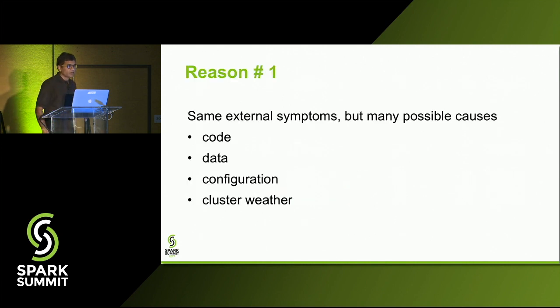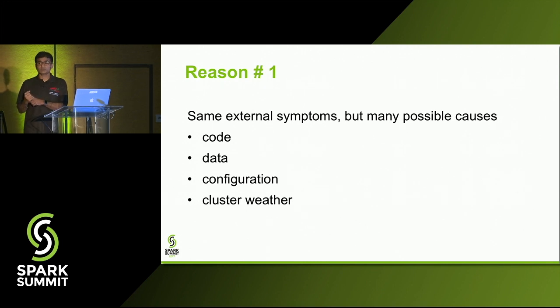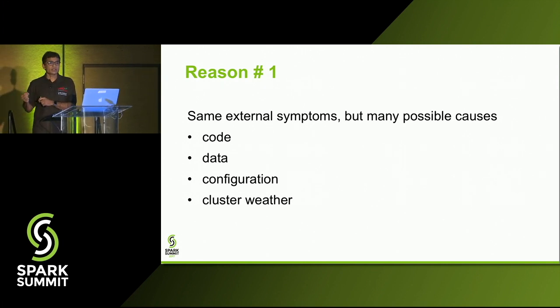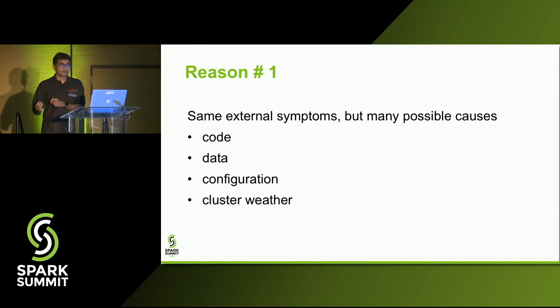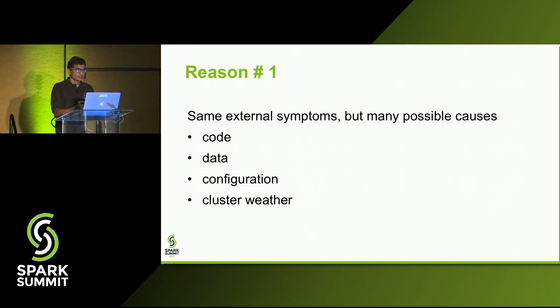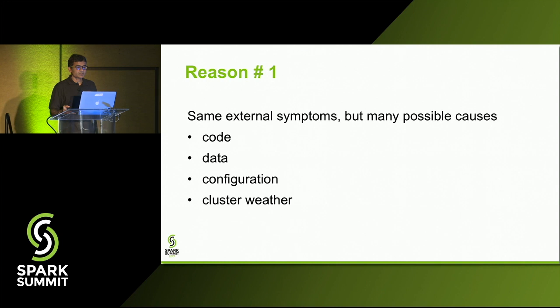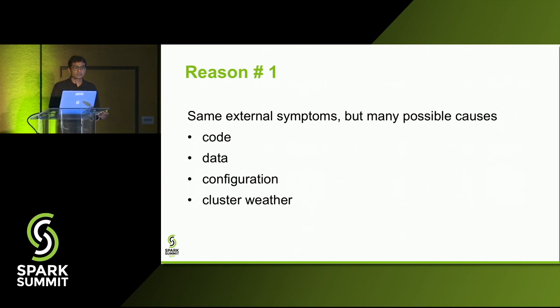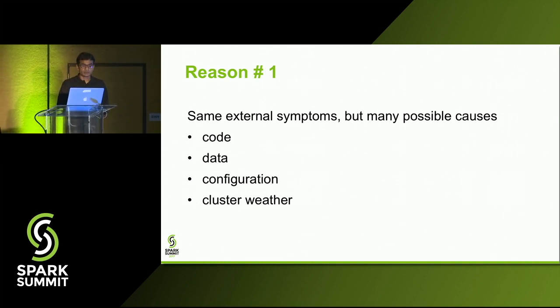Reason number 1, it shows itself as a common external symptom. The complaint will be, hey, my job's running slow. But you could have many causes for why your job's running slow. It could be the code. It could be the data. Maybe you have too many partitions. Maybe you have too few partitions. Maybe your configurations are problematic. Spark has a wonderful set of configuration parameters, but if you don't know what you're doing, you could land yourself in trouble. The final one is cluster weather.